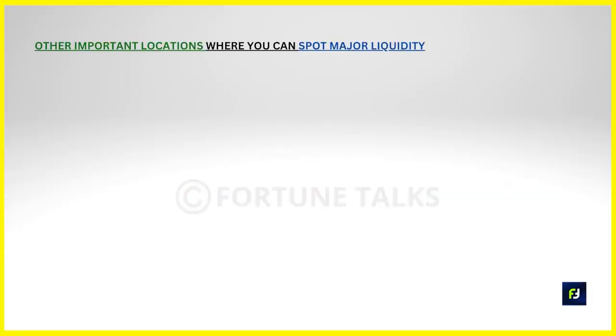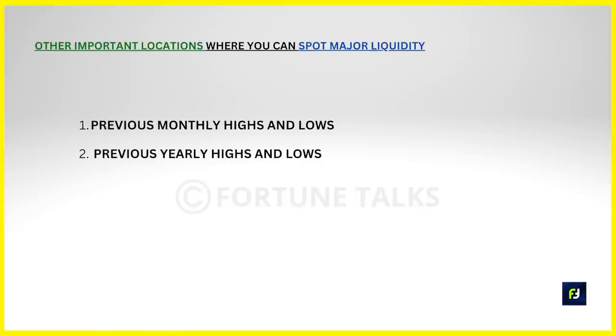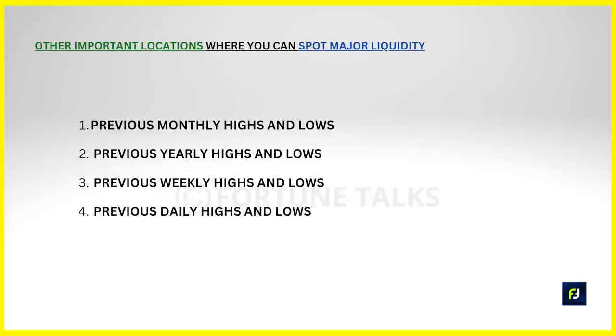Now, the other important locations where you can spot major liquidity include the previous monthly highs and lows, previous yearly highs and lows, previous weekly highs and lows, and even the previous daily highs and lows. These are all levels that a large number of participants are keenly watching to take a trade, and therefore there will be a large number of orders getting accumulated here. These are all prospective locations with very high liquidity.